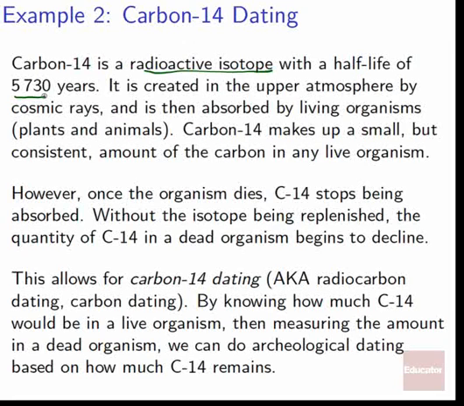So cosmic rays from the sun or other stars hit the atmosphere of the Earth, the upper atmosphere, and they create carbon-14 isotopes. Then these carbon-14 isotopes are absorbed by living organisms, that is, plants and animals. They get absorbed by trees through the carbon cycle, and then the carbon winds up getting into the animals that eat those trees and the animals that eat those animals that eat those trees.